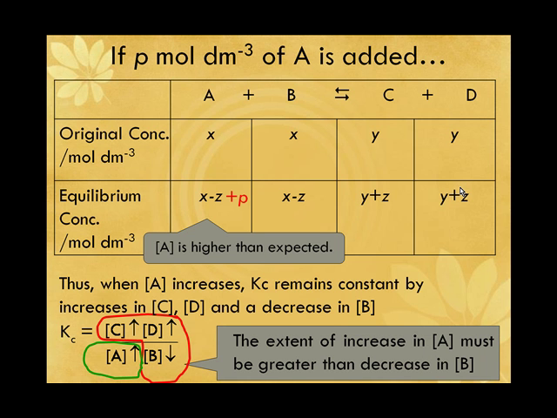You must take note of this. The extent of increase in the concentration of A must be greater than the decrease in the concentration of B. This is because only then can Kc remain constant, with the system adjusting all these concentration changes.